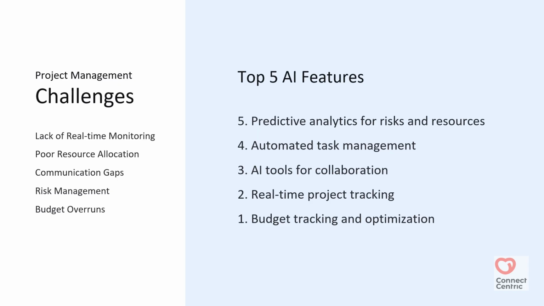With predictive analytics, AI helps assess risks and optimize resource management by analyzing data for you. Automated task management streamlines workflows and keeps your team organized. AI communication tools enhance collaboration by providing real-time updates and handling routine questions, ensuring everyone stays on the same page. Real-time monitoring allows project managers to track progress instantly, making it easy to adjust as needed. Automated budget tracking helps manage costs efficiently, ensuring your projects stay within budget while still delivering high quality.